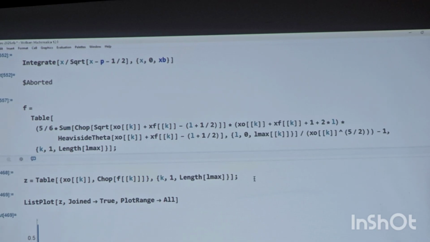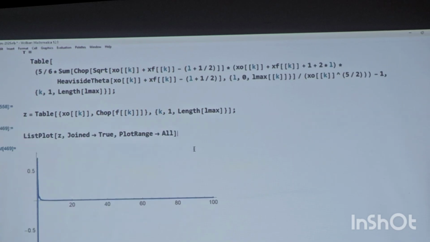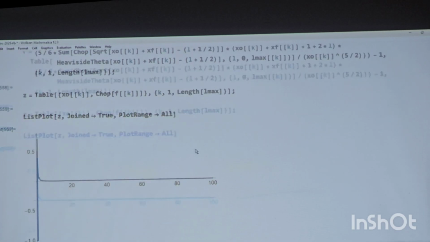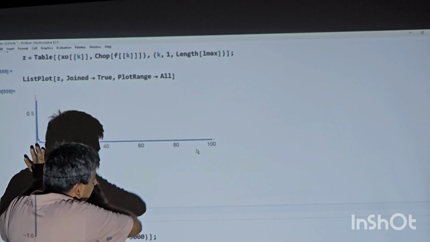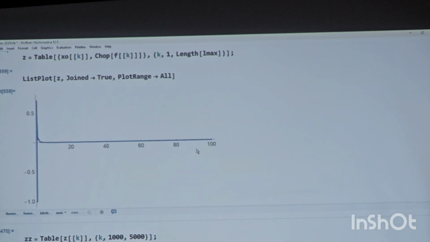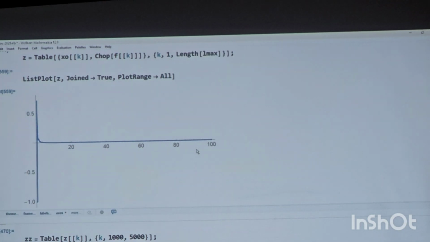Now I want to plot. So here I make a table so that I can easily plot this, and next I plot. So this is what the function looks like. This is my x naught. As we go from left to right, the field is decreasing. So when the field is small, this function is 0, so there is really no change in the energy. But all the action and the drama lies at large fields.